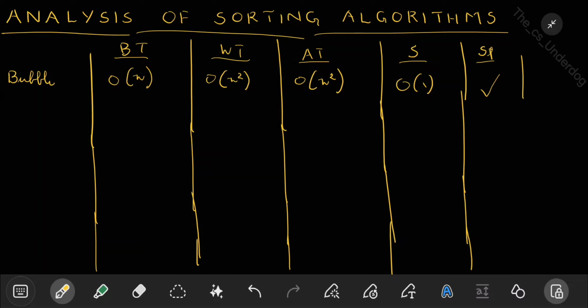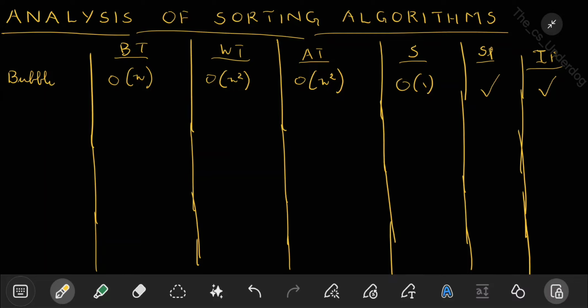And the last thing is whether it is in place or out of place. Is it an in place algorithm? So we learned it is in place algorithm. Why is it in place? It is in place whenever you don't use extra space. So in case of bubble sort, you don't use any extra space. So it is in place algorithm. This is it about bubble sort.